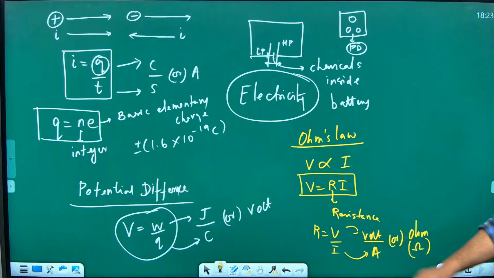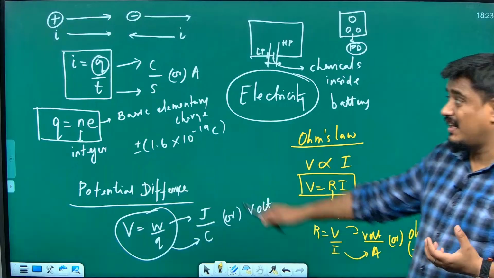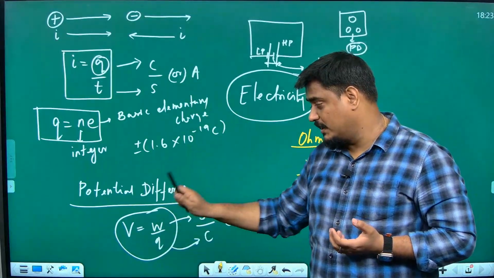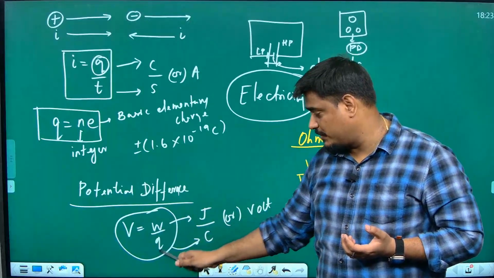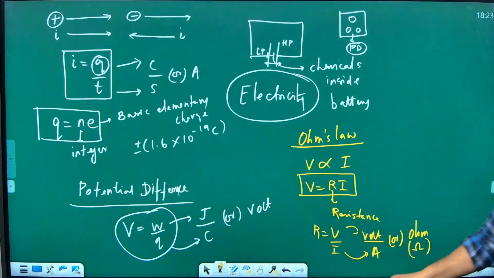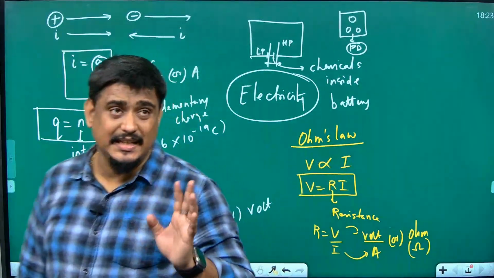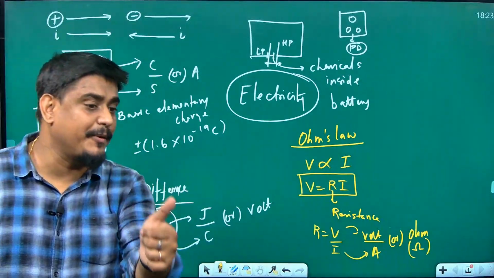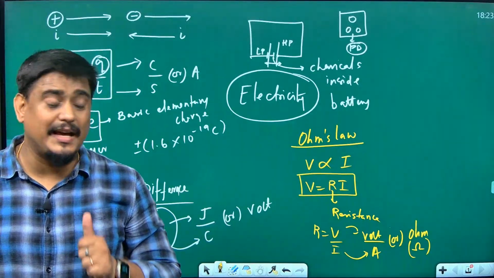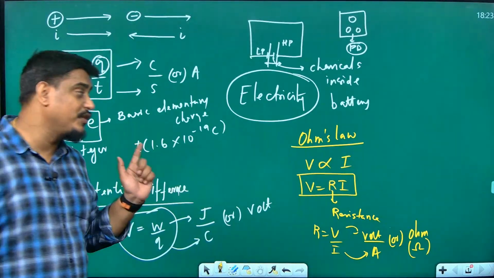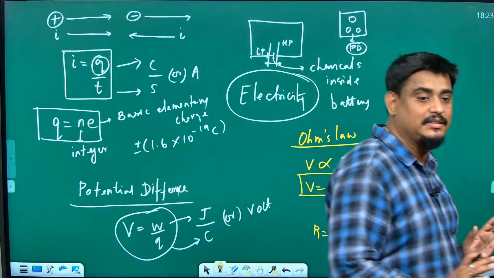See, we are learning three new quantities here. Current, coulomb by second, ampere. Potential difference, work by charge, which is joule by coulomb, volt. Resistance, volt by ampere, ohm. From all these three, they may ask you to define 1 ampere of current, or they may ask you to define 1 volt of potential difference, or they may ask you to define 1 ohm of resistance.